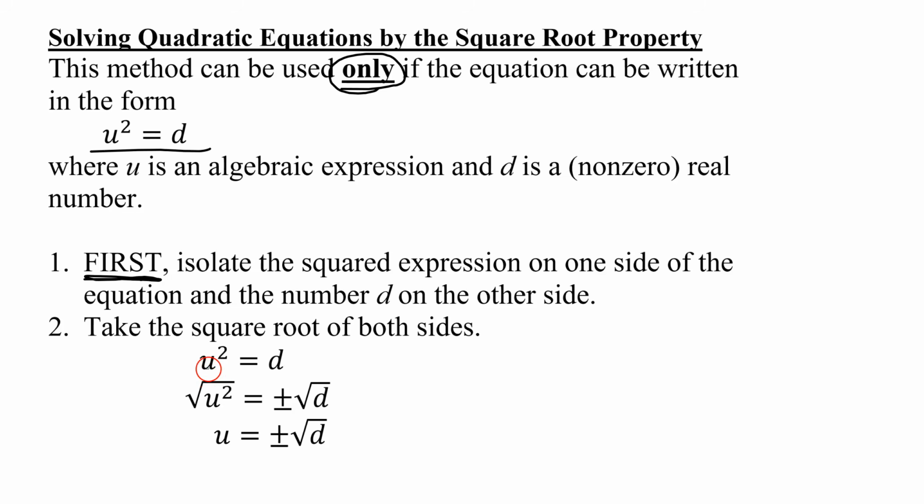So once I get my u squared equals d, then we take the square root of both sides and we land up with u equals plus or minus the square root of d. Please remember to put the plus or minus in there because this equation has two solutions. So let's look at our example now.